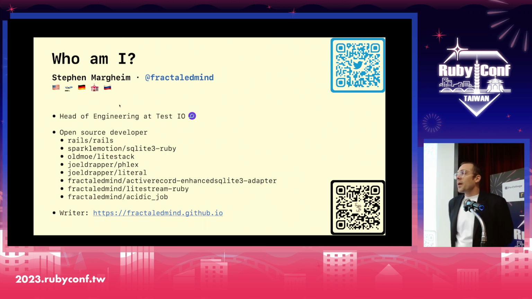At my day job, I'm the head of engineering at a company called Test.io. We are a crowd-driven quality assurance testing provider. But in my free time, I am an open source developer, actively contributing to and maintaining a number of different gems, a lot of them in the Rails and SQLite ecosystem. And I write on my GitHub Pages blog, and I'm going to be talking about a lot of things that I have been writing about these last few months.